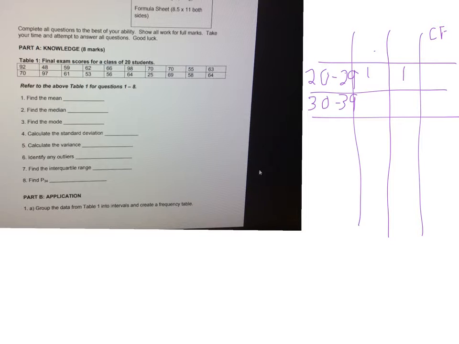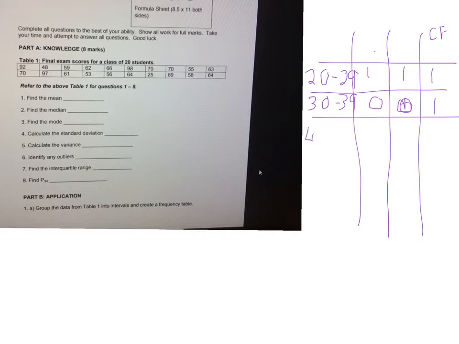So if we look in the chart and we're looking at values between 30 and 39, I don't see any. And so the tally would be 0 here, and so the frequency would be 0. The cumulative frequency is 1 so far. And after the second interval, it's still 1. And that's how we go with it, okay?